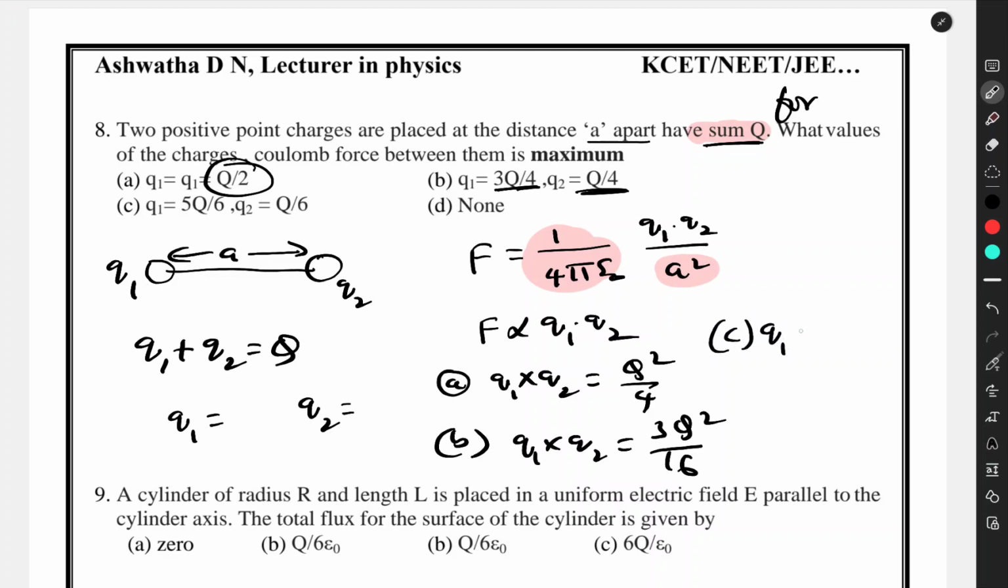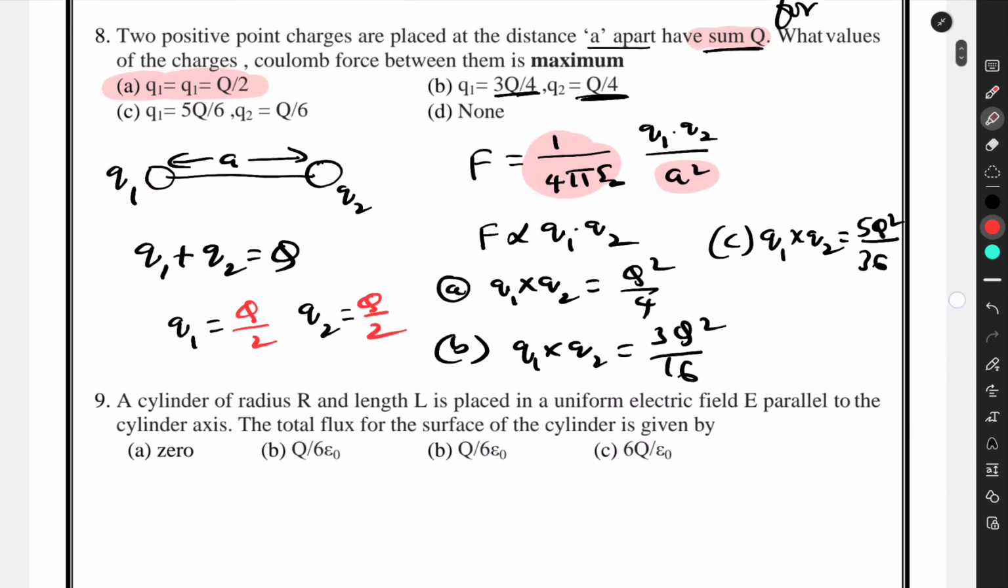q1 into q2 is equal to 5Q square by 36. So option A is having the maximum value. So q1 and q2 values should each be half of the sum. That is, option A is correct. Do remember this: the force between two charges is maximum when the total charge is divided equally, then only you get the maximum force between the charges, otherwise no. Yes, next.